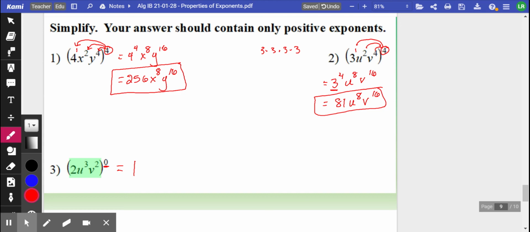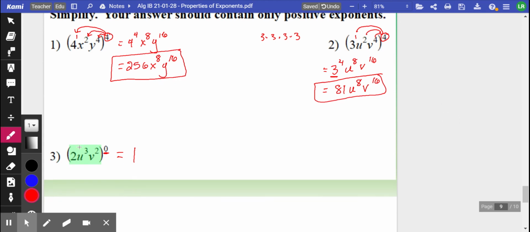Now if I did the work, I would literally have, for the 2, 1 times 0 is 0, so I have 2 to the 0. For the u, 3 times 0 is 0, so I have u to the 0. For the v, 2 times 0 is 0, so I have v to the 0. Well, remember, anything raised to the 0 power is 1. So I'd have 1 times 1 times 1. That's still going to get me here, but I can do it right away. Okay, that's the power property.